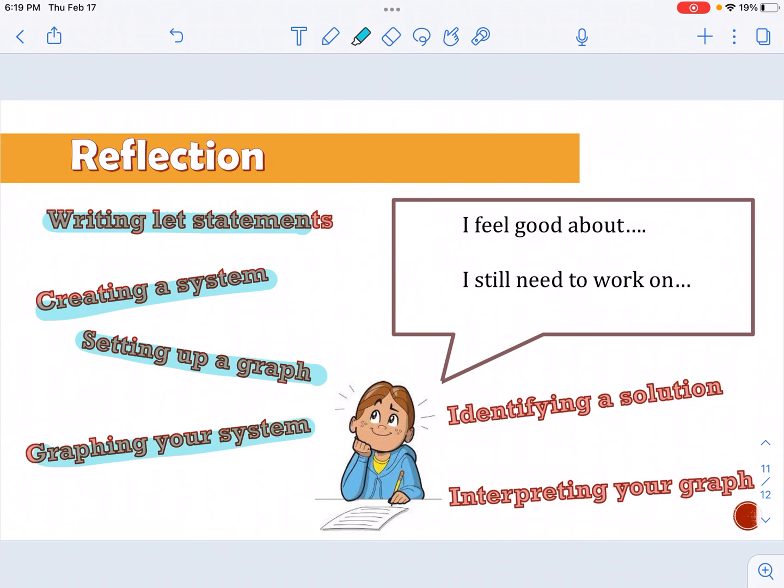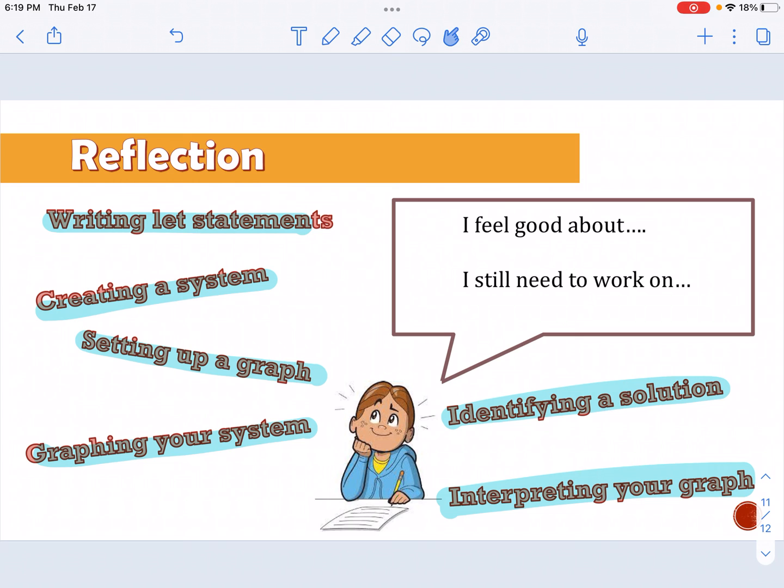You're going to graph your system by using a ruler or a straight edge and then clearly indicating if our boundary lines are solid or dashed and then shading in the correct direction. Sometimes you might need to use a test point. Finally, looking at your overlapping shaded region, you're going to identify one possible solution, but making sure that you're interpreting, not just telling me the point, but telling me what does that point mean in the context of the problem.